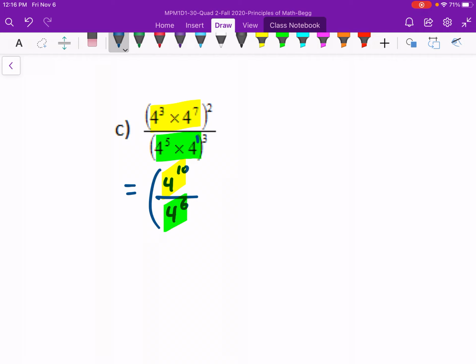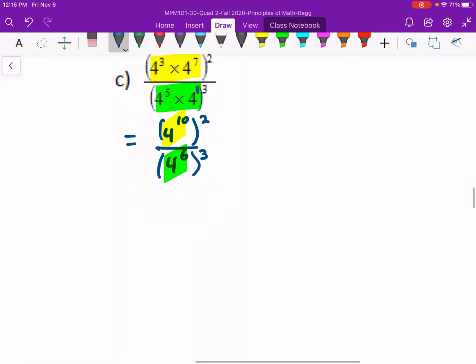Everything is going to be, no, not everything. The top is raised to the exponent 2, the bottom is raised to the exponent 3. Now I have to do powers of powers. So I'm going to simplify the top. 4 to the 10 times 2 gives me 4 to the 20. 4 to the 6 times 3 gives me 4 to the 18.